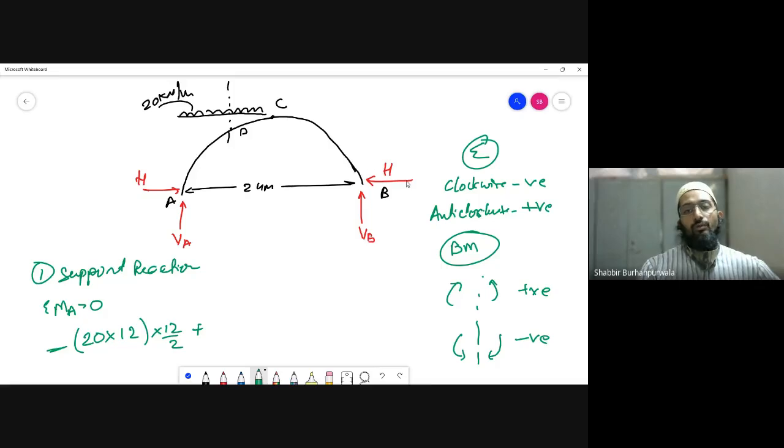This horizontal force is passing through A, so that is not going to make any difference. This VB is going to act, so plus VB into 24, where 24 is the perpendicular distance between the line of action of VB and point A, equals 0. Only two forces are there. Now from this you can get the value of VB. What is the value of VB you are getting?